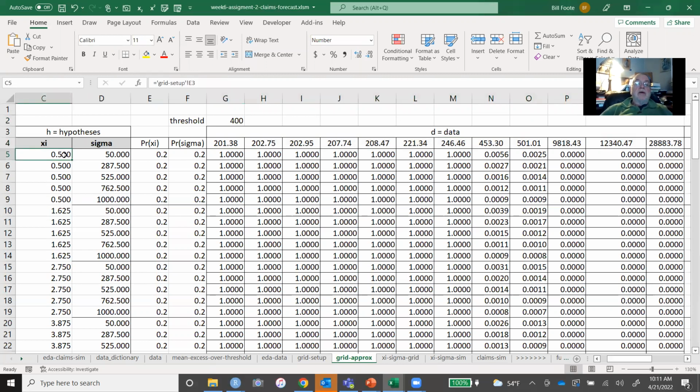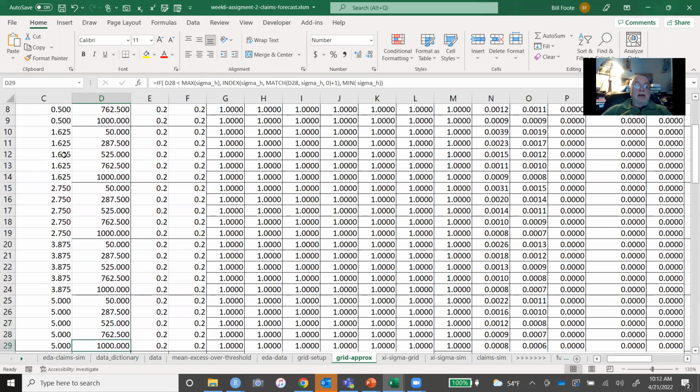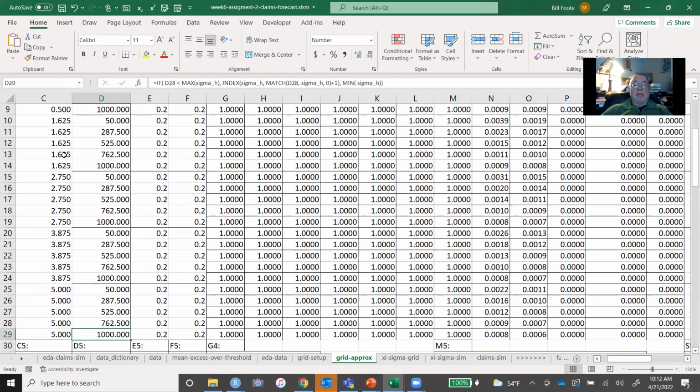Here is from the grid setup, the minimum C. And then there is some complicated if-then statements to make sure that for each C, and we only have five of them, we run through each of the different sigmas. And that's, again, a very typical procedure where we're trying to get at all of the possible combinations, pairings of C and sigma hypotheses. In this case, we have 25 of them, 5 by 5. We have 25 of them.